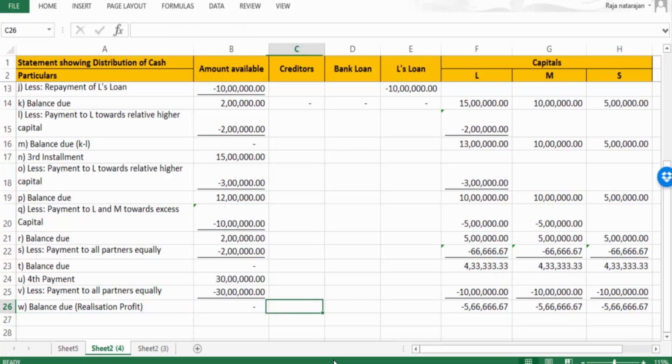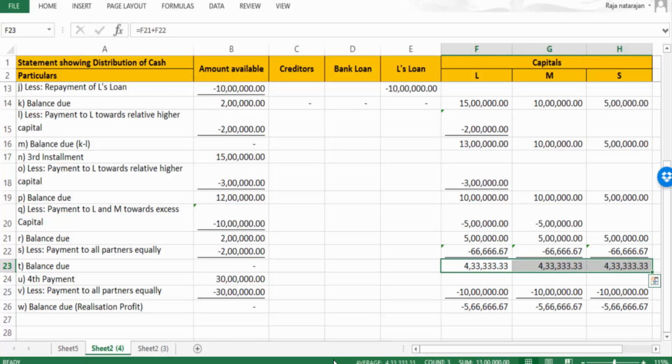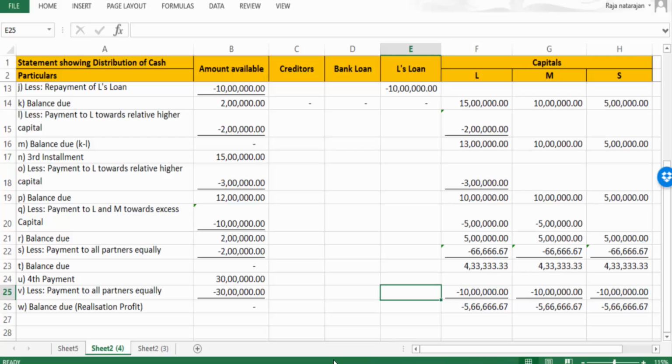Okay, so balance due, and it is realization profit. Now from the firm side, yes, they have an obligation. So far they had an obligation to pay 4 lakh 33. Now this 30 lakhs also got distributed. So what is happening here is, with the payment of 10 lakhs, they are getting 5 lakh 66,667 additional, and that's because of realization profit. Now this is the effect in the fourth payment.